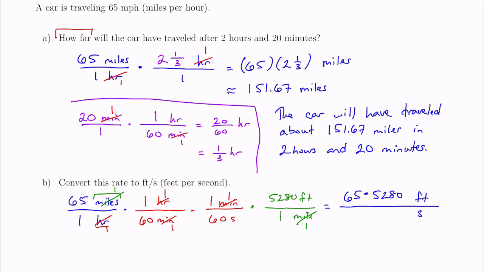And down in the denominator, we have 1 times 60 times 60 times 1. So we'll have 60 times 60 in the denominator. Putting that into a calculator, 65 times 5280 divided by the quantity 60 times 60, my calculator returns that is about 95.33. And the unit there still would be feet per second. So to conclude this, we can say 65 miles per hour is about 95.33 feet per second.